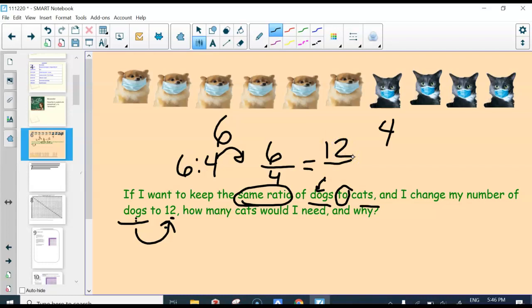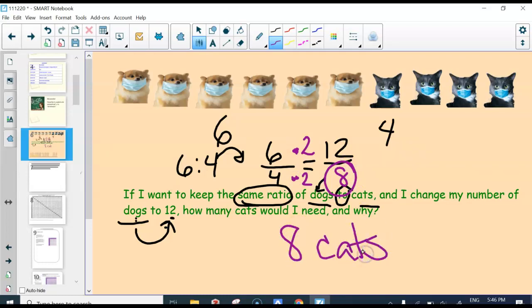Now, I have it set up as a fraction, so now all I have to do is decide if I multiply or divide. So in this case, I'm going to multiply. Why? Because I'm going from a smaller term to a bigger term. 6 times 2 equals 12. Whatever I do to the top, I also have to do to the bottom. So that means 4 times 2, so 8. So I need 8 cats.